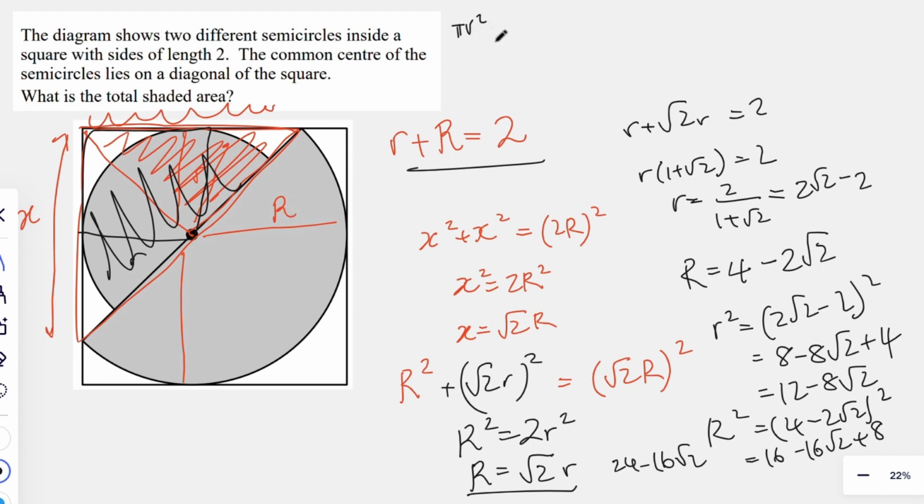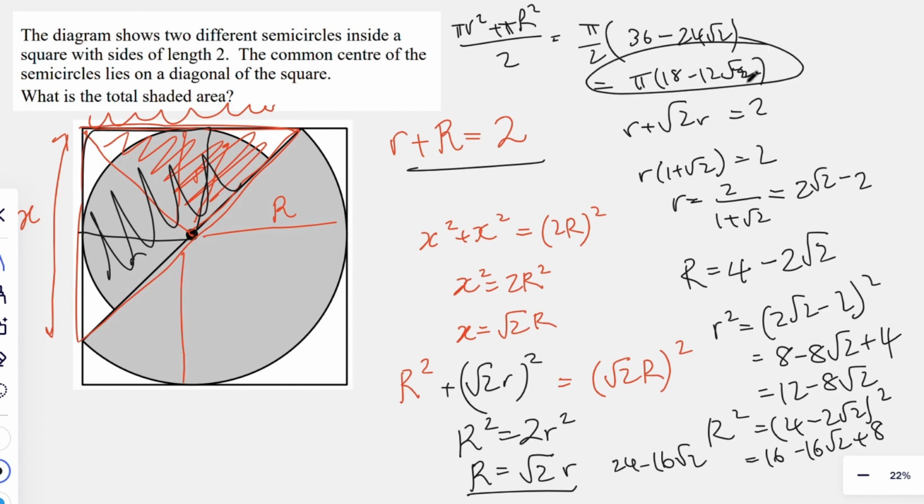It's going to be pi r squared plus pi capital R squared, over 2, which is going to be pi over 2 times little r squared plus capital R squared. So 12 plus 24 is going to give me 36. And minus 8 root 2 minus 16 root 2 is going to be minus 24 root 2. And so simplifying this is pi times 18 minus 12 root 2. And so the total shaded area here is pi times 18 minus 12 root 2.